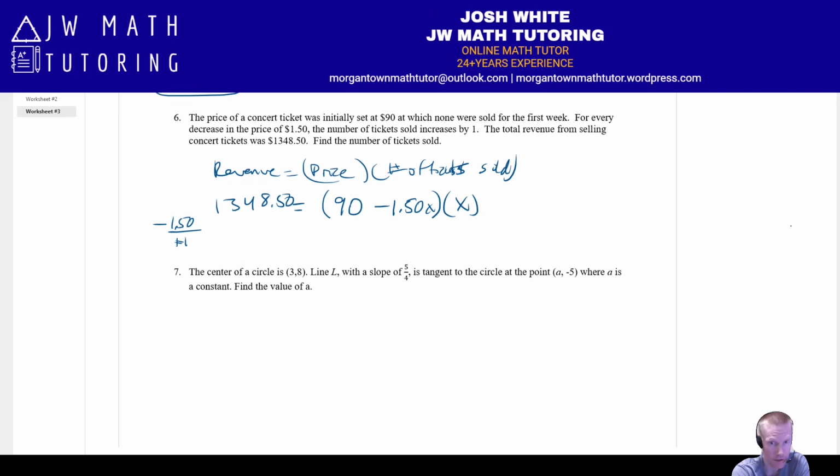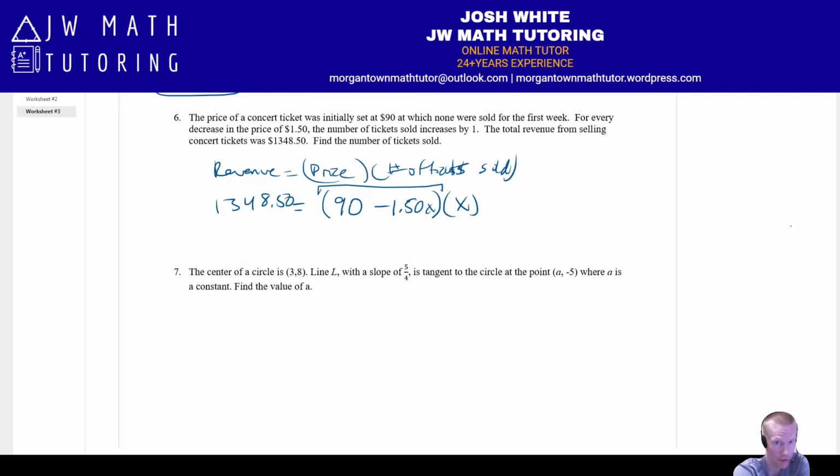So this minus 1.50 over 1 is number of dollars on top, and number of tickets on the bottom, and you multiply that by x, which is a number of tickets. Notice that leaves you with a number of dollars overall, which matches the $90, the price that we're starting at. So this whole thing will be in dollars, which represents the price.